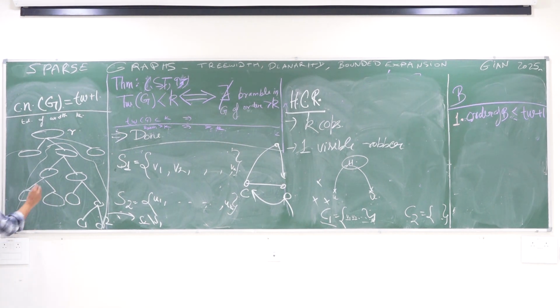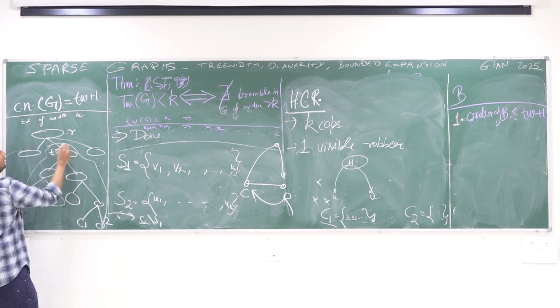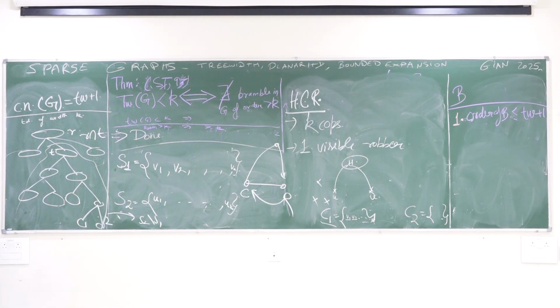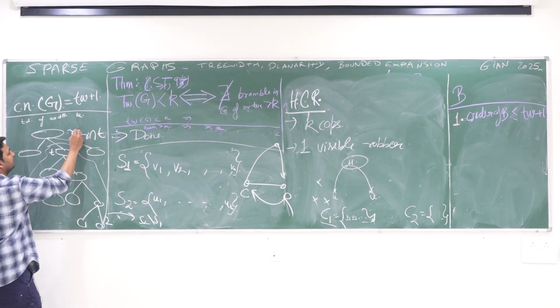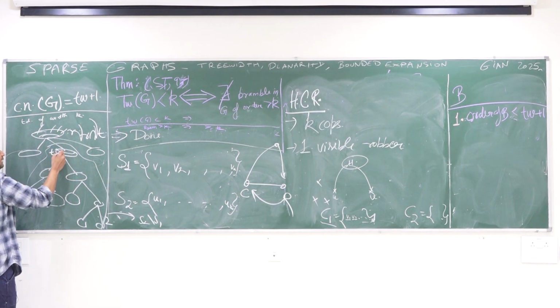Let's say this node was T. R intersection T is also a separator. I keep my cops at the intersection. I lift my cops from here and they go here.